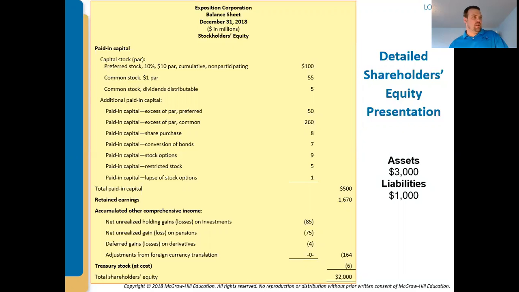And we're going to talk about a lot of these throughout this chapter and the next few chapters. We'll talk about the difference between preferred and common stock. We'll talk about how stock options work. We'll talk about the accumulated other comprehensive income as well, the unrealized. Actually, we talked about that a little already, but the unrealized holding gains and losses, and gains and losses on pensions and derivatives. Won't talk about too much. Foreign currency translation we won't talk about too much as well.